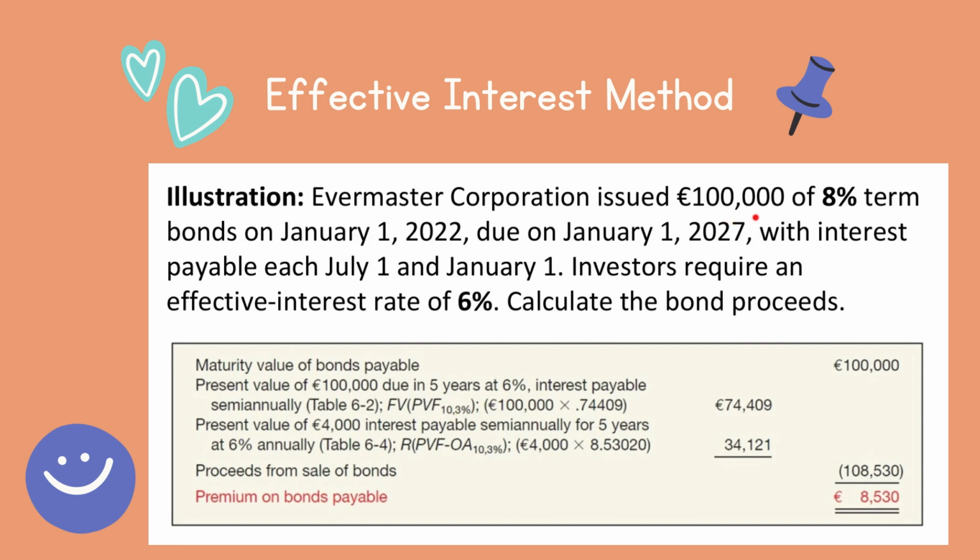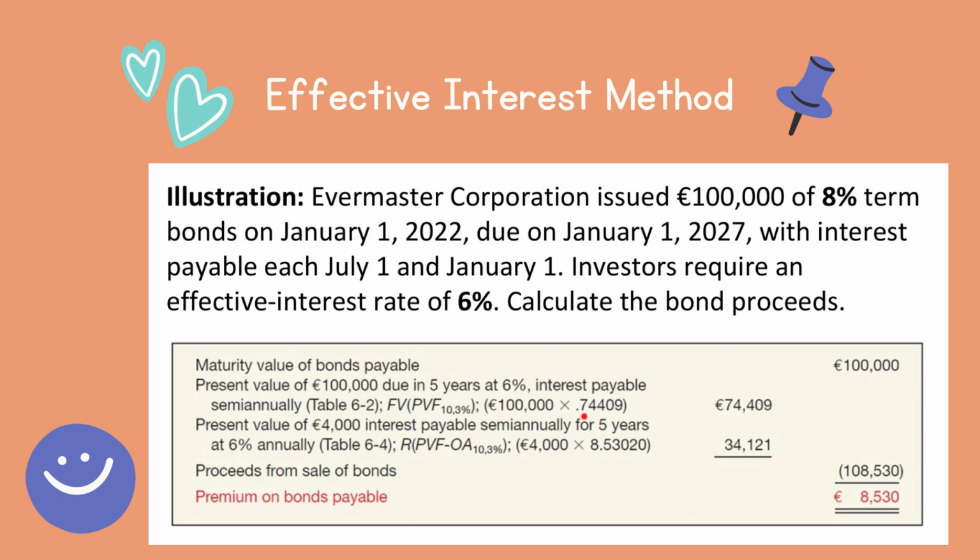And the rate, when you use the present value tables, you always look for what? The market rate or the yield rate, or the effective rate, which is how much? 6%. The 6% is an annual rate. Since the payment will be twice a year, I need to divide the 6% by 2. So it's going to be, as you can see here, 3%.